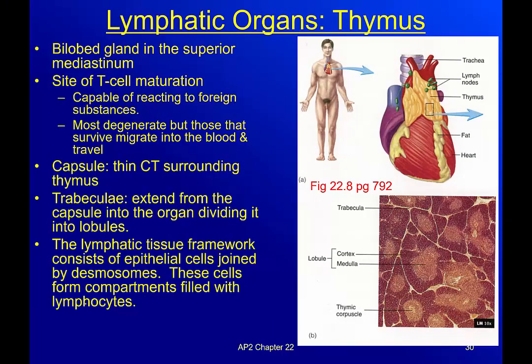Thymus is the site of T cell maturation. Thymus T. It's capable of reacting to foreign substances. Most will actually degenerate over time, as far as the T cells themselves. But those that actually are mature and basically pass 2 tests are able to go into the bloodstream and basically protect us from disease.